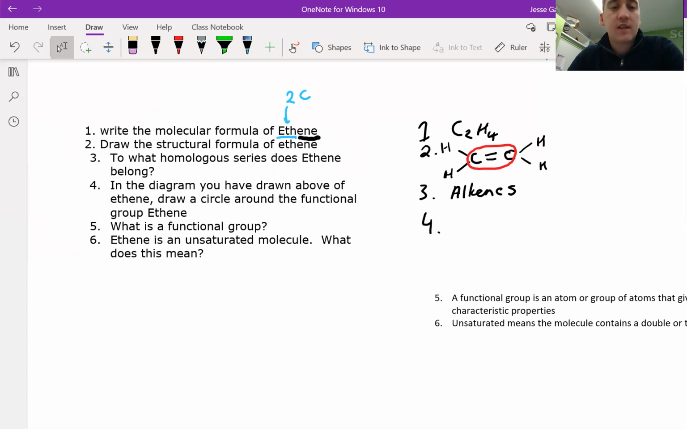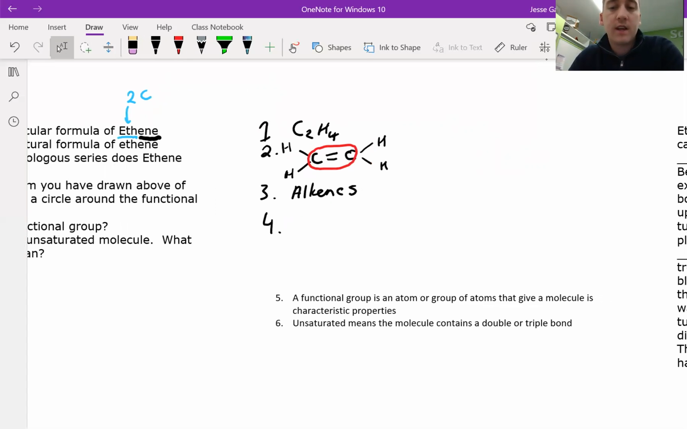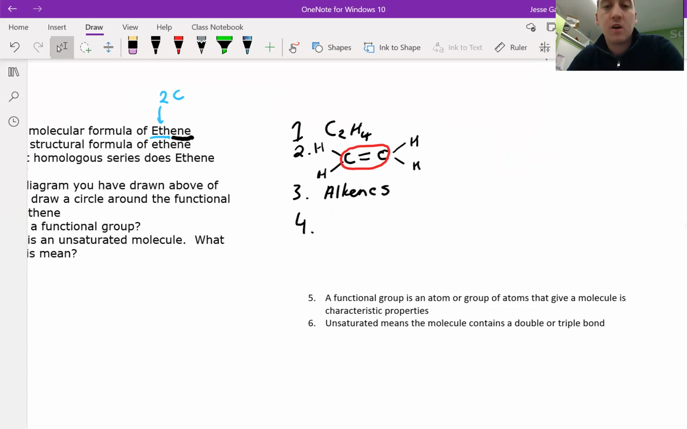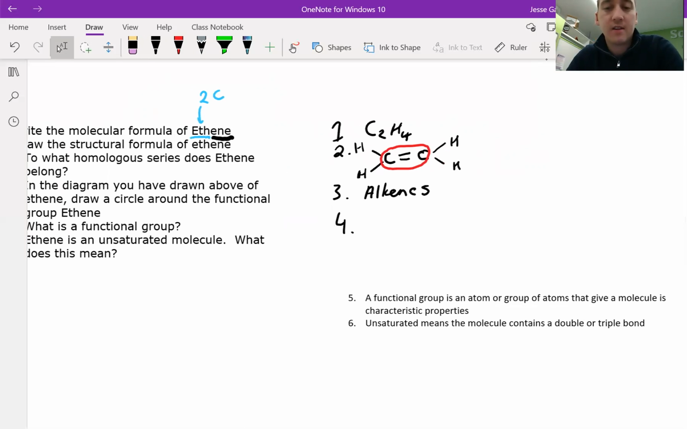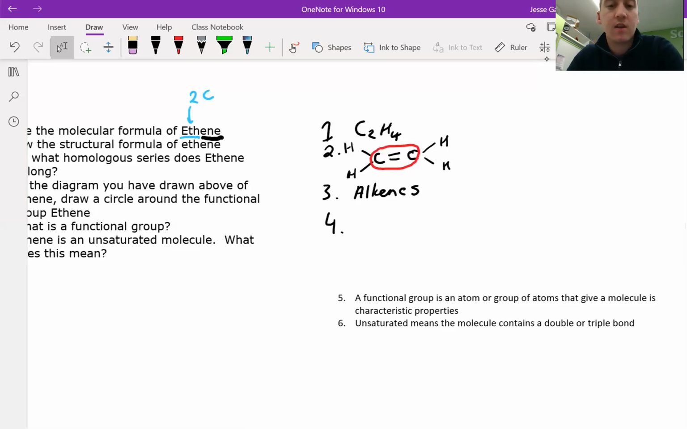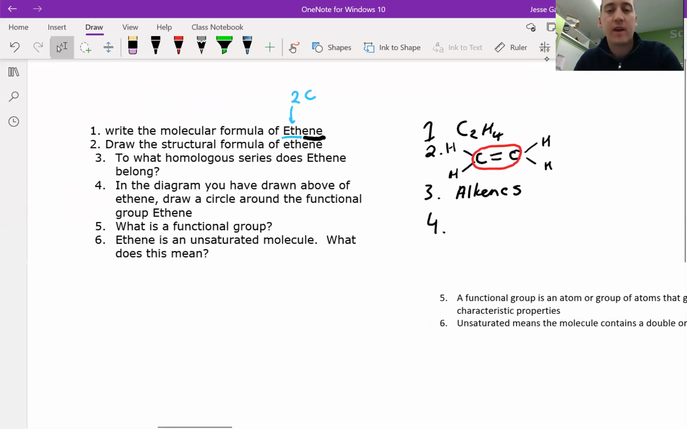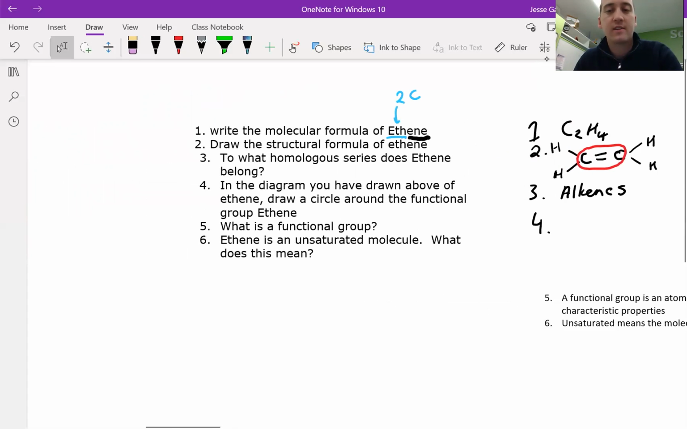And ethene is an unsaturated molecule. What does this mean? So unsaturated means that the molecule contains a double or a triple bond. I'm not going to go into detail explaining why that is. I have done that in my other videos. So at this stage, you should know that definition. If you want to know why that is, you need to go back and watch the theory questions again on the alkenes and what saturated and unsaturated means. Okay, so we've established what ethene is, that it belongs to the alkenes and that it's unsaturated. That's what we've established so far.